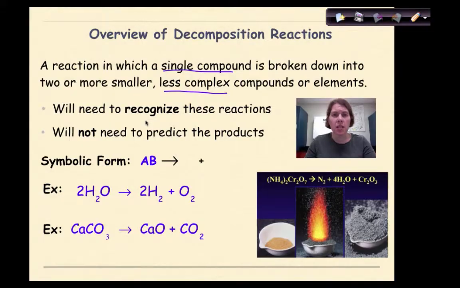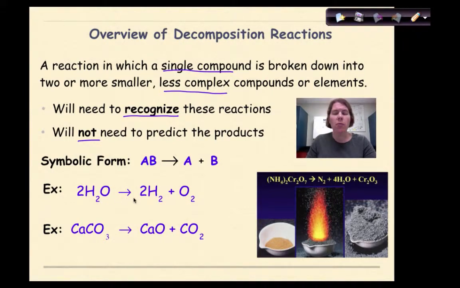Again, similar to the synthesis reactions, you'll need to recognize these reactions, but you will not need to predict the products, unless you're translating from a word equation or something like that, but that's not very common on the Regents exam. So again, recognize, but you don't need to predict the products. So the symbolic form for this is if I had a more complex reactant such as AB broken down into A and B.